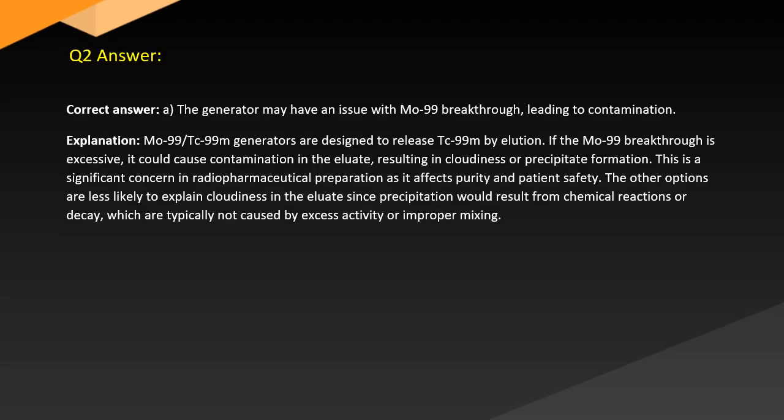Answer. Correct answer: A. The generator may have an issue with Mo99 breakthrough, leading to contamination. Explanation. Mo99/Tc99m generators are designed to release Tc99m by elution. If the Mo99 breakthrough is excessive, it could cause contamination in the eluate, resulting in cloudiness or precipitate formation. This is a significant concern in radiopharmaceutical preparation as it affects purity.